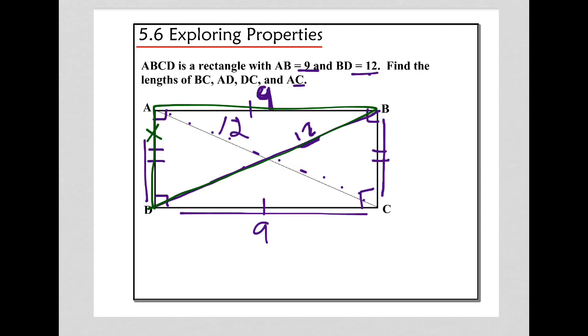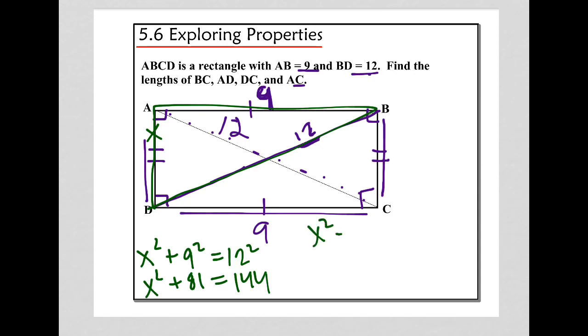So we can say that x squared plus 9 squared should give us 12 squared. That's just the Pythagorean theorem that says a squared plus b squared equals c squared. C is always our diagonal. So this should give us x squared plus 81 equals 144. All right. Then we subtract 81 from both sides and we get x squared equals 63.